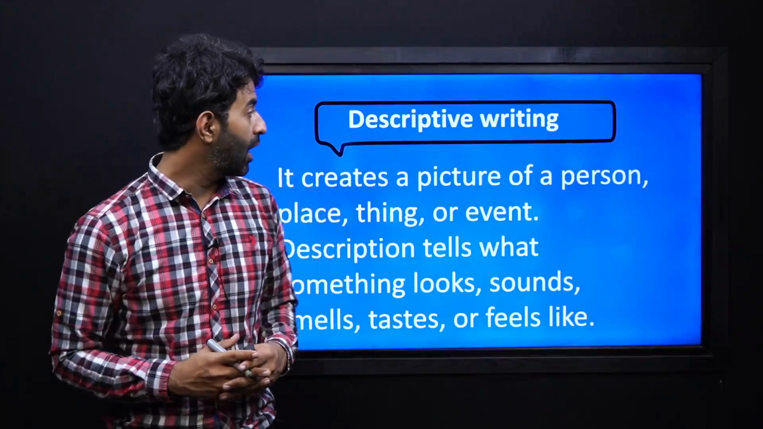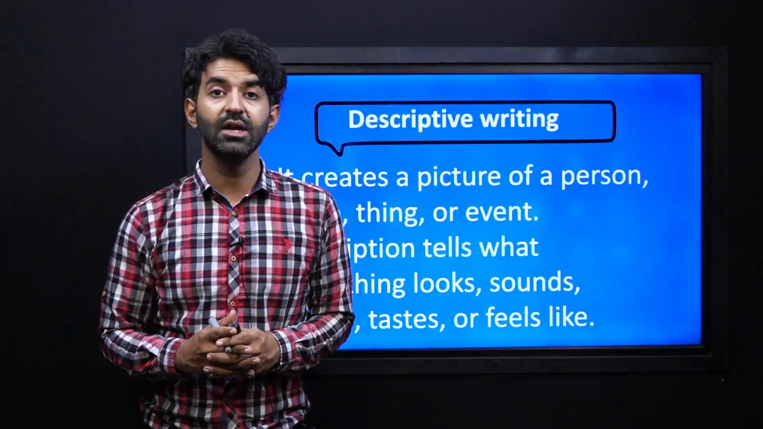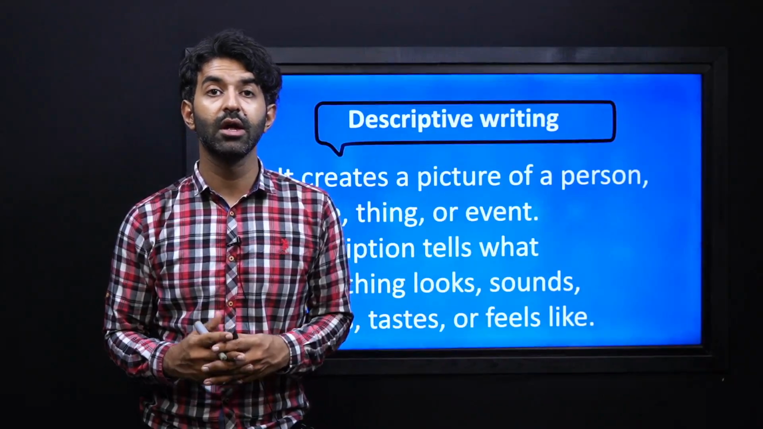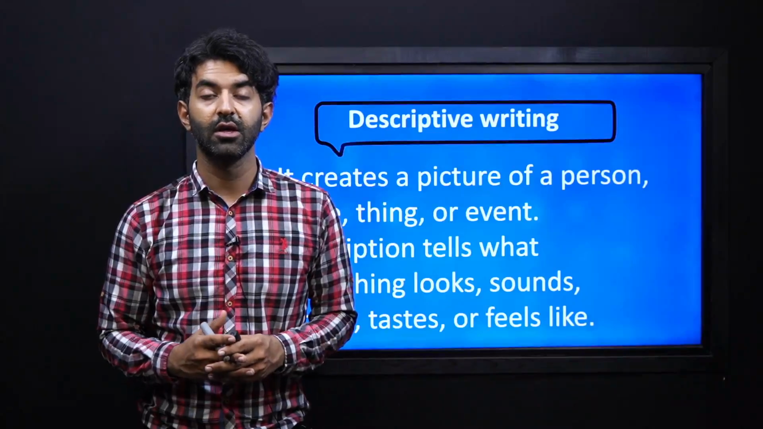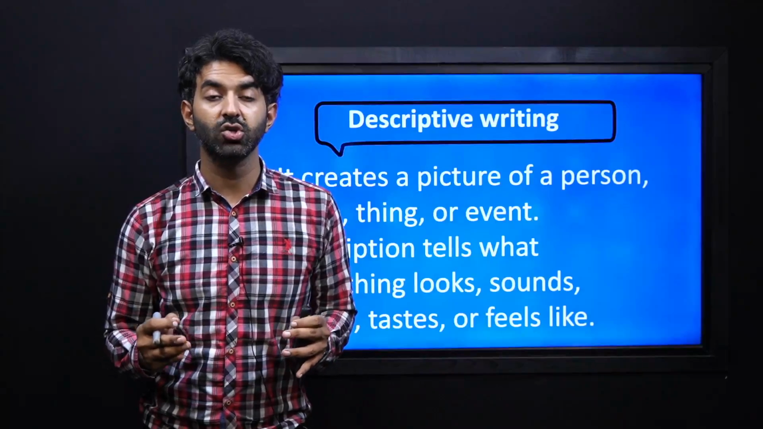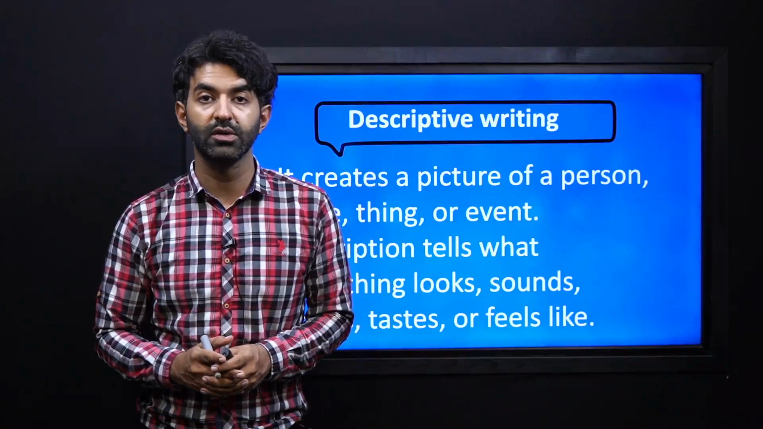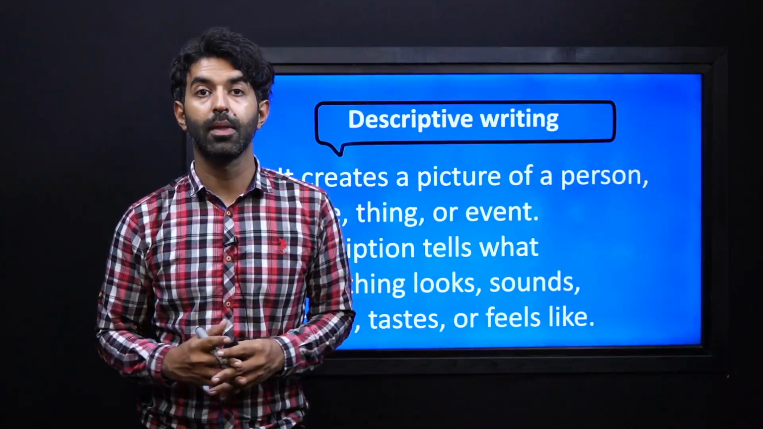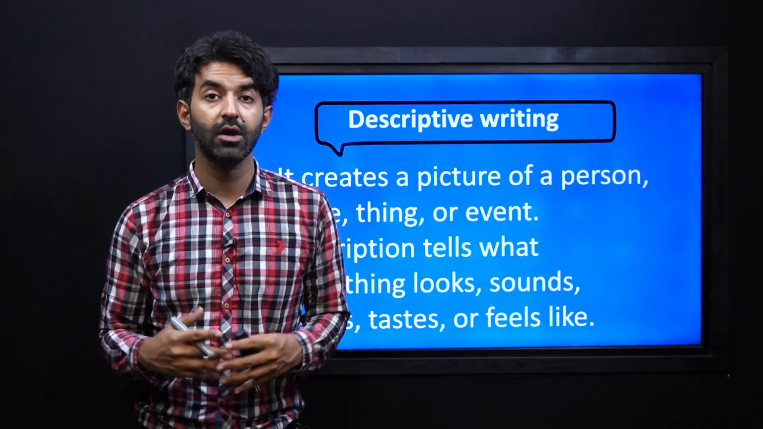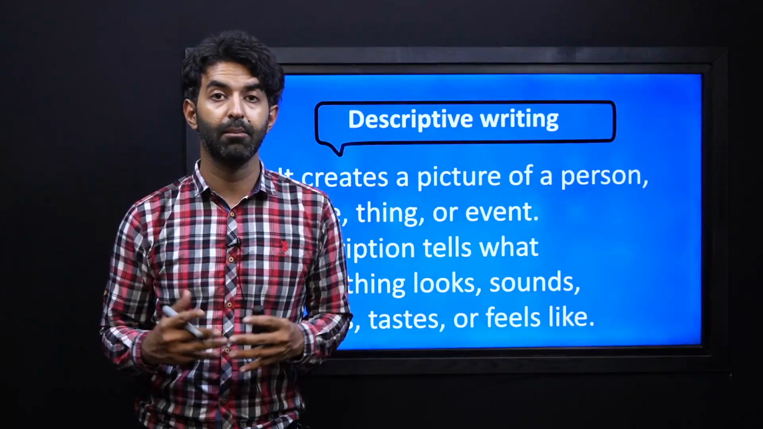Now, let's talk about descriptive writing or descriptive composition. Descriptive is taken from the word description, which means giving so much detail that the reader can actually visualize and imagine the whole situation, the person, or the thing, or the place. This is why we give description to things, so that the reader can easily imagine it.